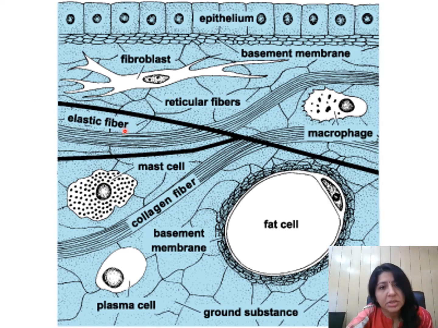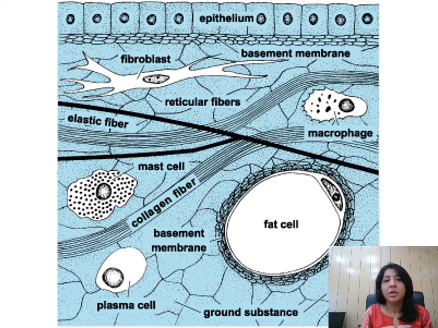The connective tissue also consists of cells. This is a fibroblast, mast cell, plasma cell, fat cell, macrophages. The cells may be resident cells or cells which have migrated from somewhere else. But the cells here are separated from each other by extracellular matrix, which consists of fibers and ground substance. The fibers could be the reticular fibers, elastic fibers, or collagen fibers. And the ground substance has a gel-like consistency and is made up of glycosaminoglycans and proteoglycans.